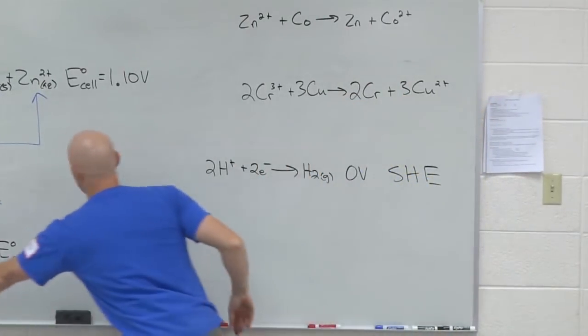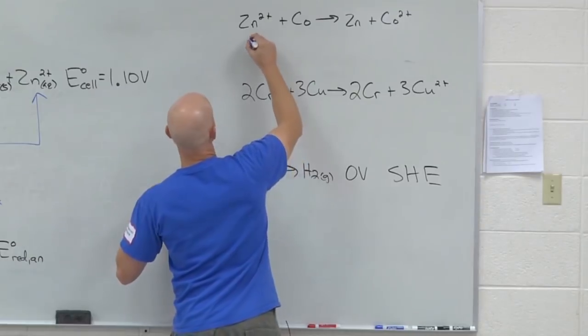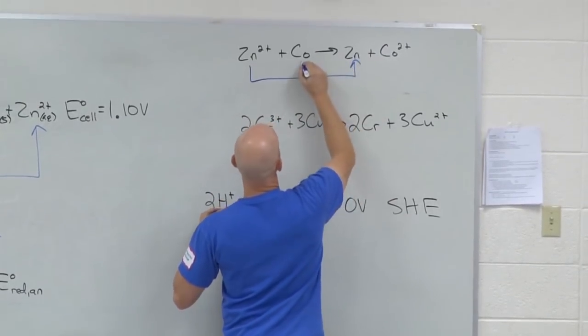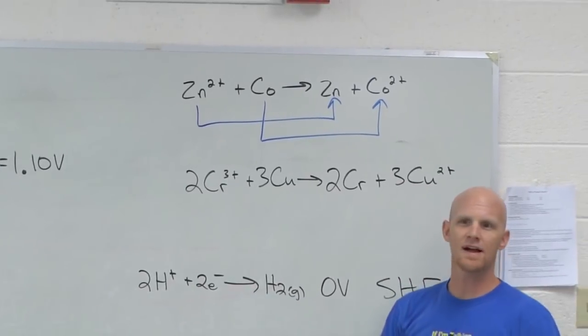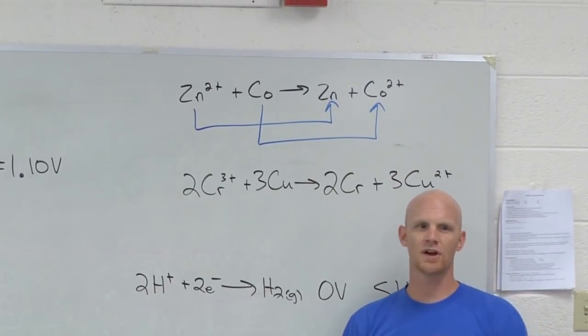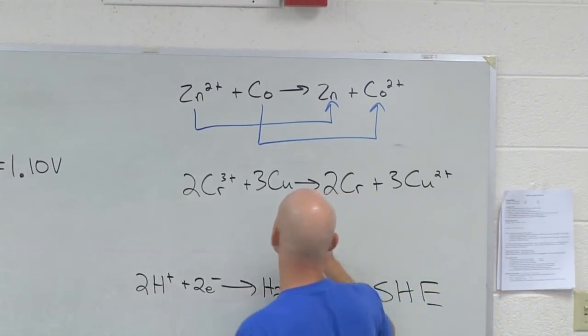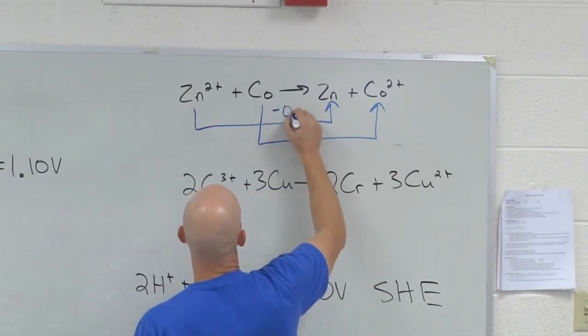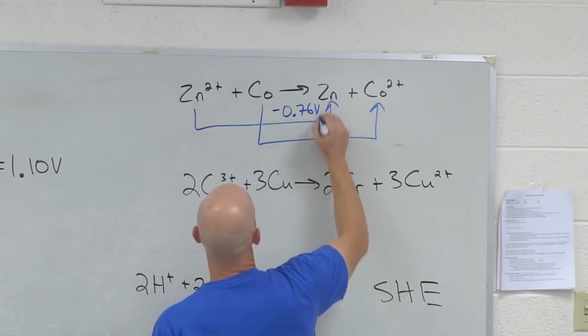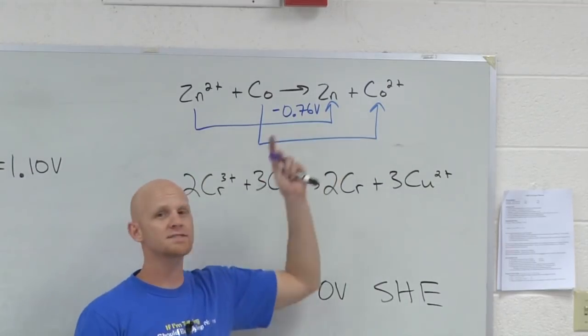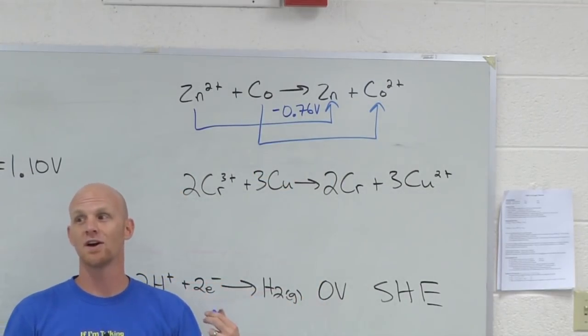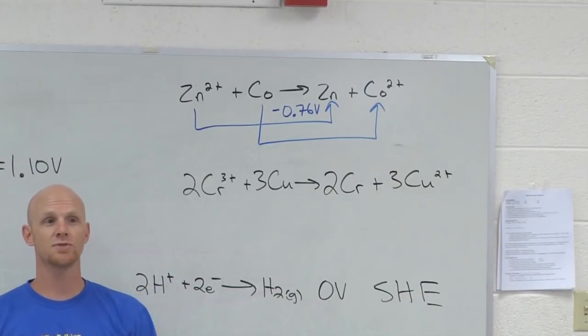So in this one here, we've got zinc 2 plus turning into zinc, and we've got cobalt turning into cobalt 2 plus. Which one of these matches what's on your handout in the table of reduction potentials? Zinc 2 plus going to zinc, and that's got a value of negative 0.76 volts, right? Now, cobalt to cobalt 2 plus is opposite of what's on your sheet. What is the actual reduction potential on your sheet?